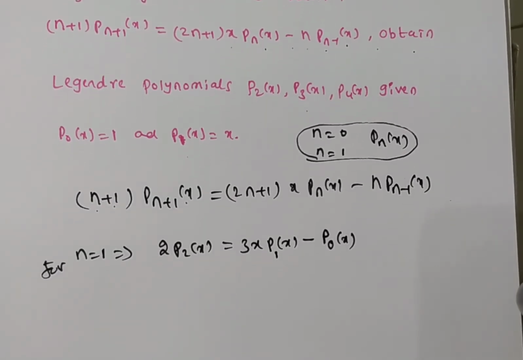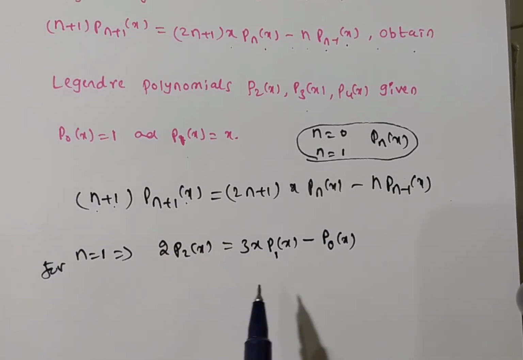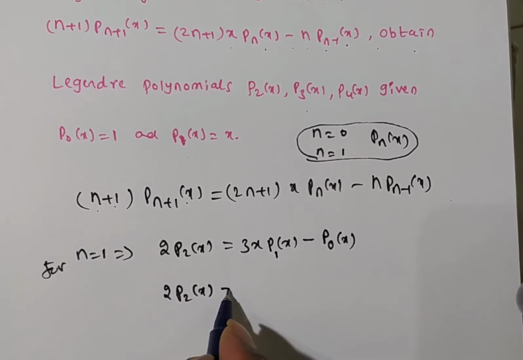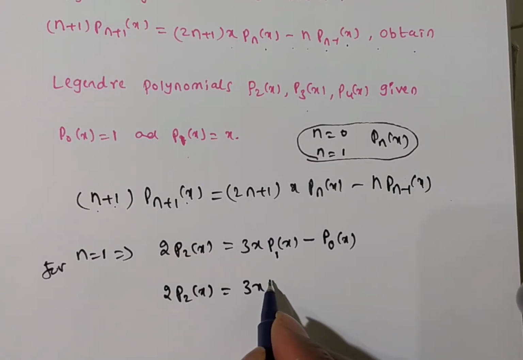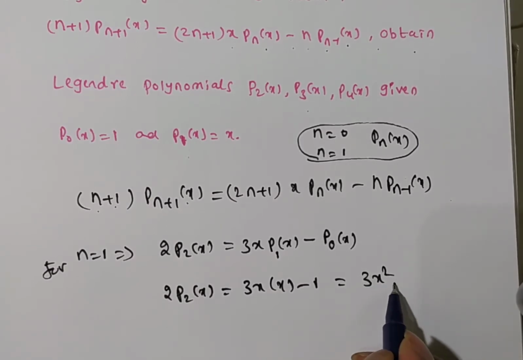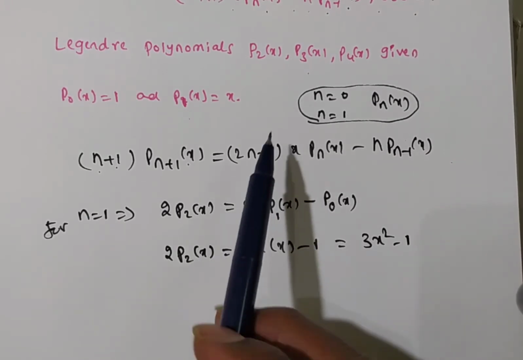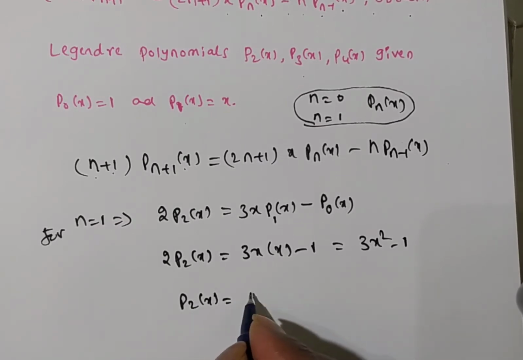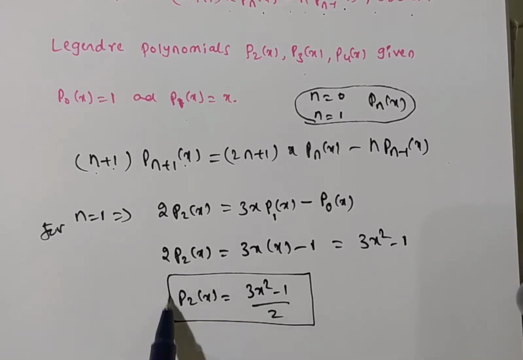Now, you know the values of P1 of x and P0 of x, so substitute these two values in this equation. Then you will have 2 P2 of x = 3x into x minus 1. If you simplify it, you have 3x squared minus 1. But what I actually want is P2 of x only, so divide by 2. Then P2 of x = (3x² − 1)/2.